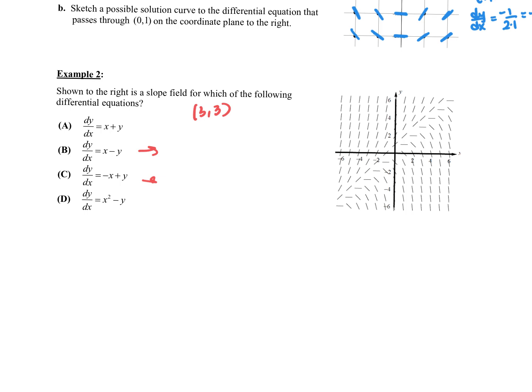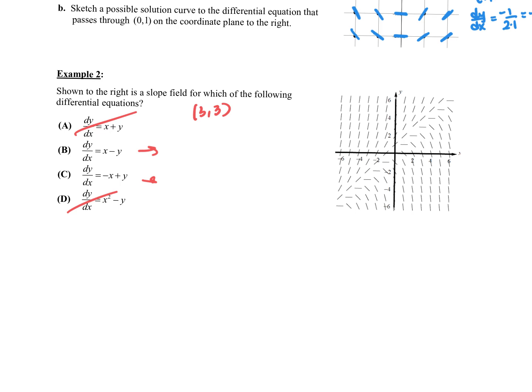So this at least takes away a and d. A and d are not possible differential equations because at all of these points where y and x are the same, the slope needs to be 0. So now you need to figure out which one of those is.